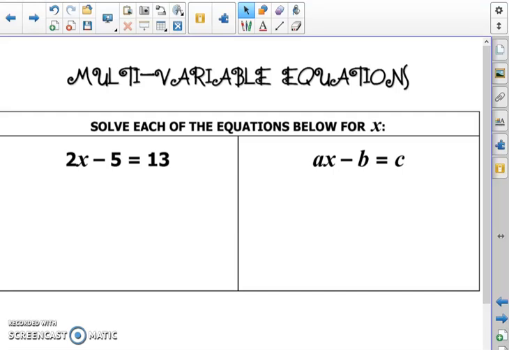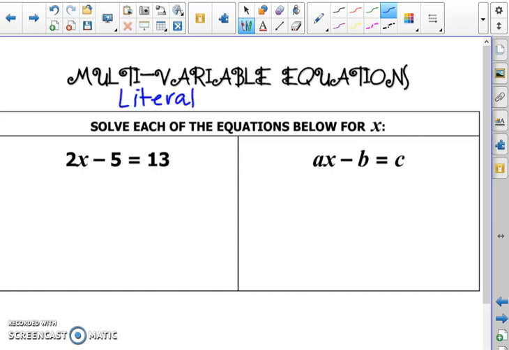So tonight we're talking all about multivariable equations, and a lot of times you might also hear them called literal equations. Literal equations. All right. So we're going to solve two different equations shown for x. So let's say we start with this one. 2x minus 5 is equal to 13. So if we're solving for x, this is a two-step equation.